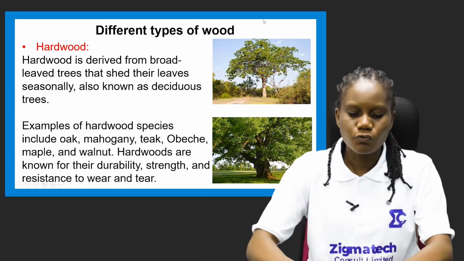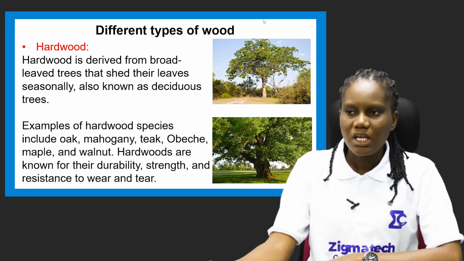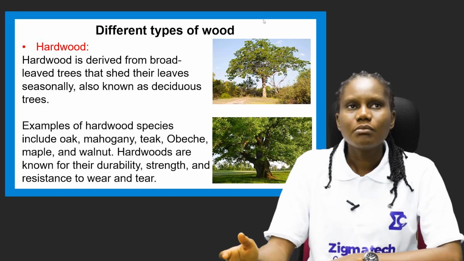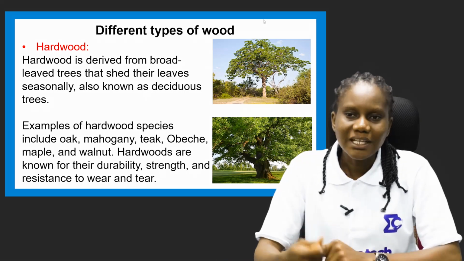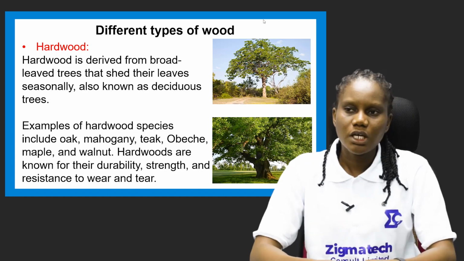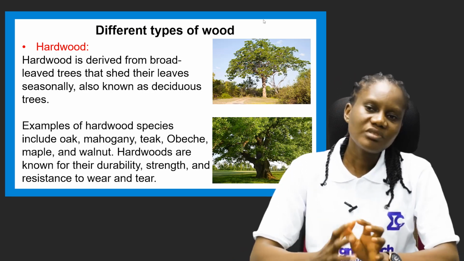So we have two types of wood, which are hardwood and softwood, and you're going to be able to differentiate hardwood from softwood, and be able to identify them whenever you see them, because I'm going to be mentioning some properties. Whenever you see a hardwood, you know this is hardwood, and whenever you come across a softwood, you know that this is softwood.